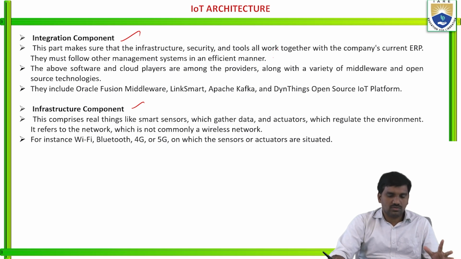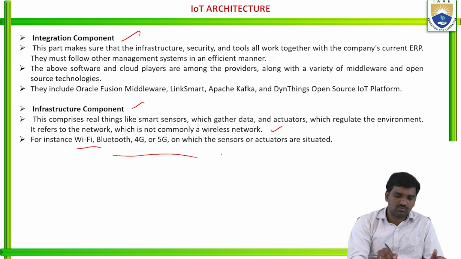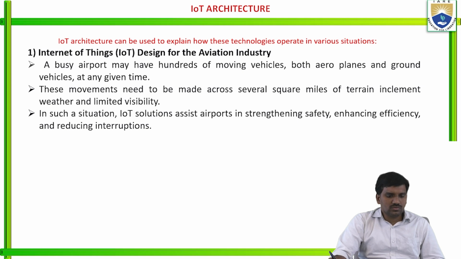Next, the infrastructure, which we have to develop here. These components are real things like sensors which gather the data, and actuators which regulate movement. It also refers to the network, commonly a wireless network, for instance Wi-Fi, Bluetooth, 4G, 5G. The IoT architecture can be used to explain how this technology operates in various situations.